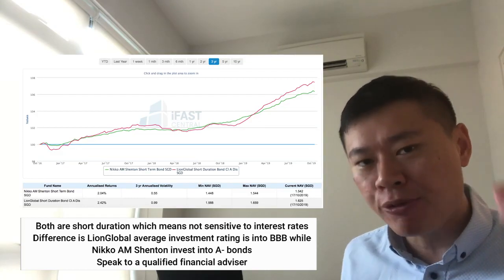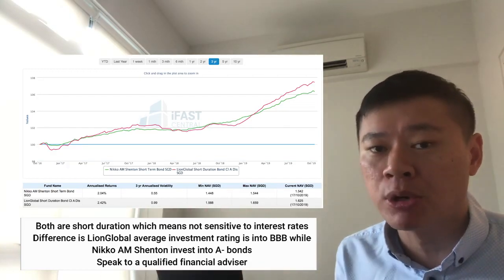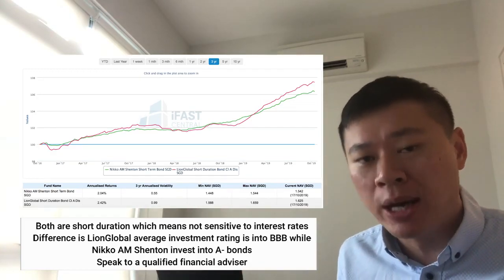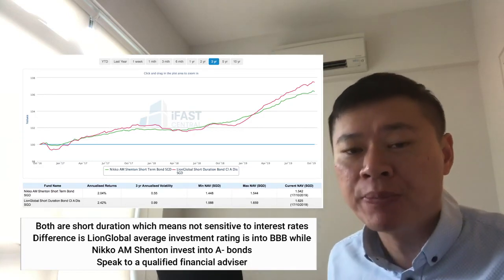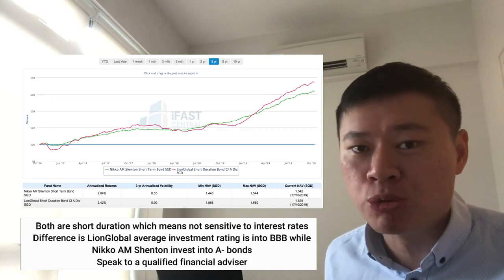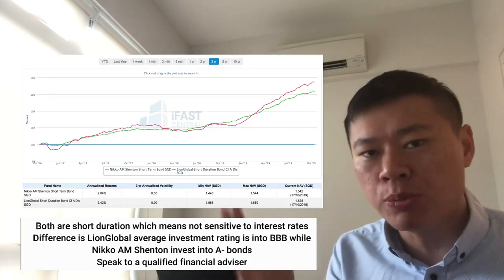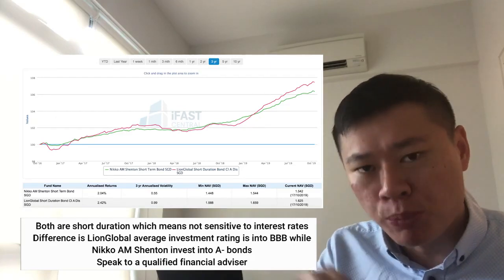So over here, the main difference of why LionGlobal actually does a little bit better than Nikko AM Shenton is because it invests into bonds that are on average BBB rating, whereas Nikko AM Shenton invests in bonds that are on average A- rating, which means slightly lower risk. So in my opinion, either fund works for you because you're there to complete this game and move out your SA monies to either of these two funds, and when it's done, you're going to move it back. So the time period they're going to be exposed is very little.